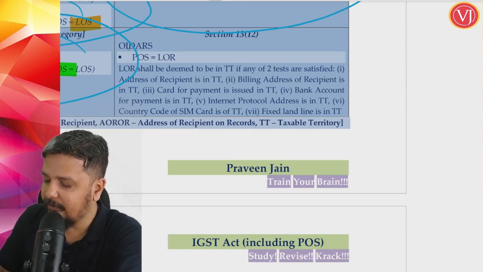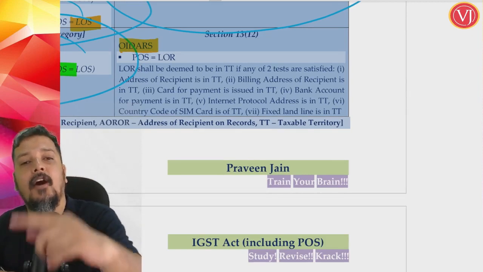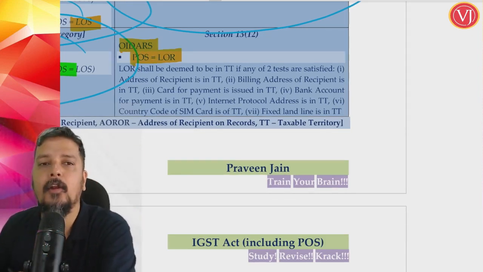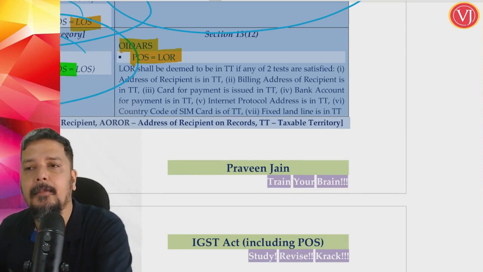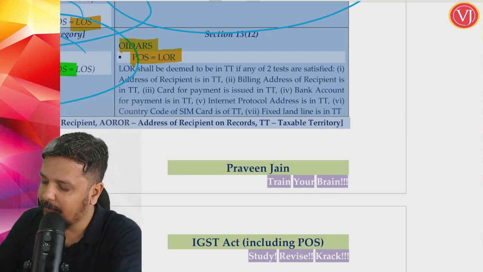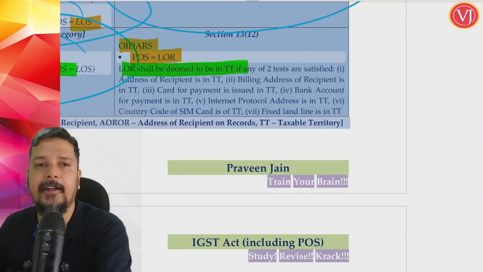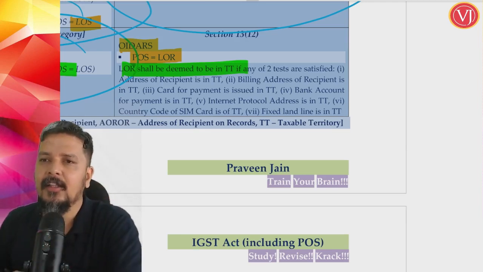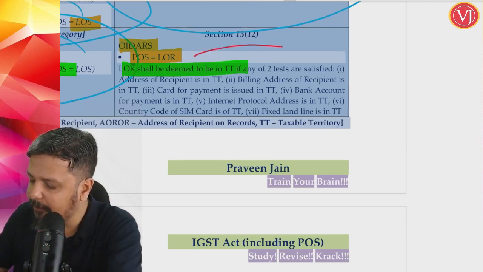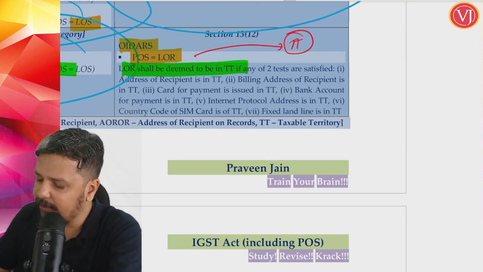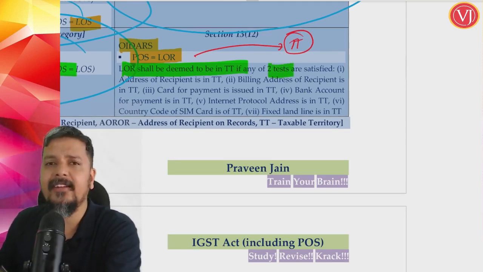It is discussed for a supplier of OIDRS outside India and recipient being in India. Place of supply will be location of recipient. Now, location of recipient shall be deemed to be in taxable territory. They first tell that place of supply is recipient. Then they tell that this location of recipient will be treated as in India, if any of the two tests are satisfied.